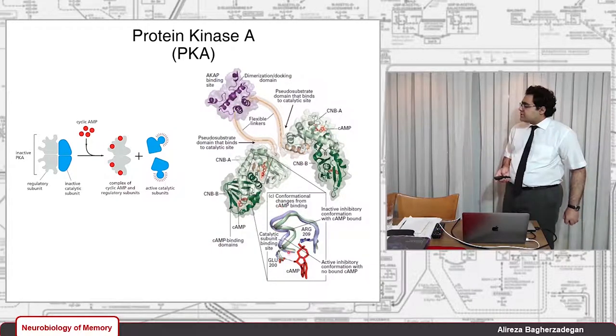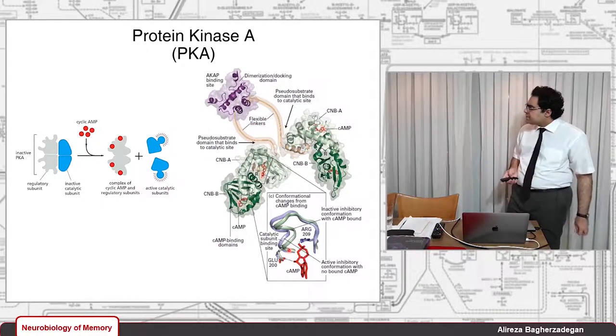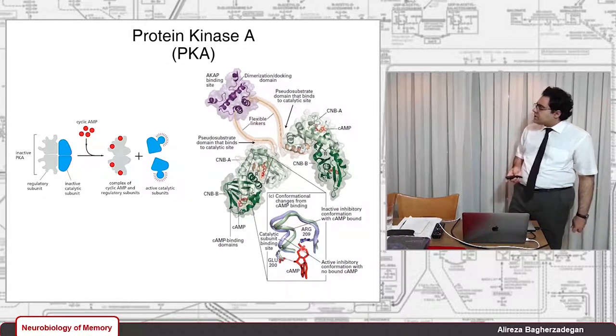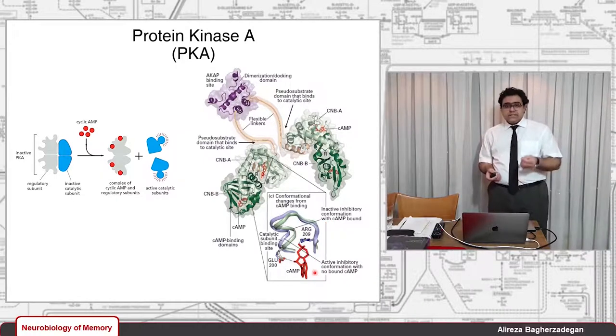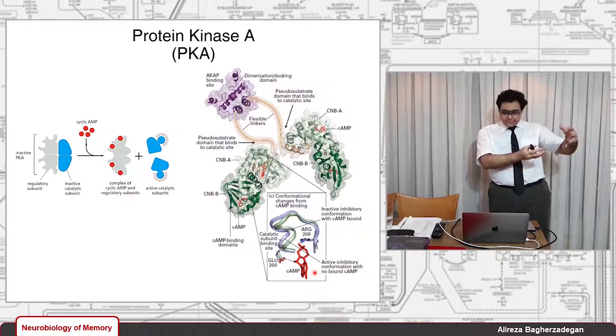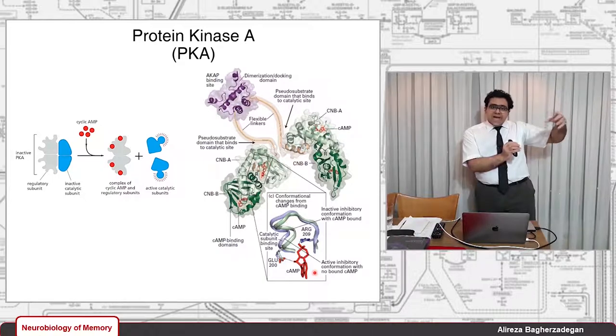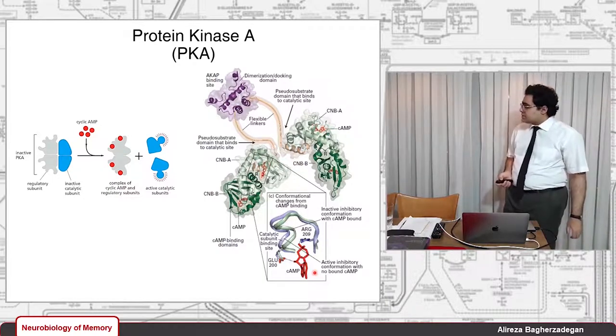binds to these regulatory subunits and how it causes them to detach from the catalytic subunits. Here you can see this gray conformation here. This is the active conformation, okay, it means the active inhibitory conformation. It means that it's a conformation in which regulatory subunits are actively inhibiting the catalytic subunits and preventing them from being active and going on to act on other effector proteins.